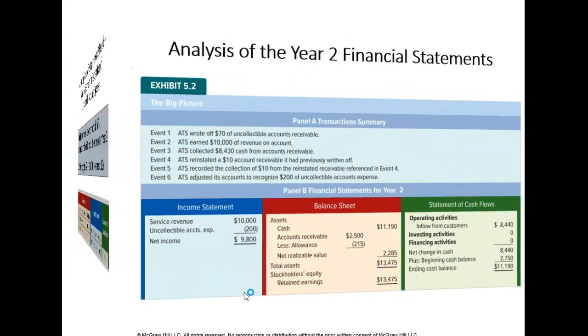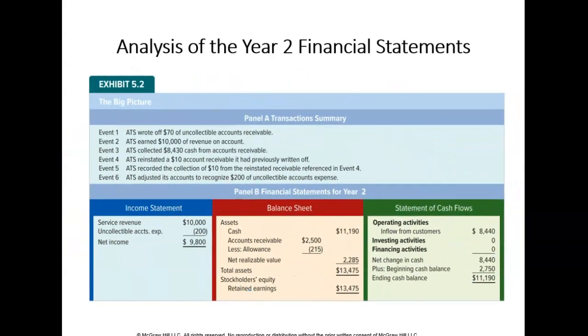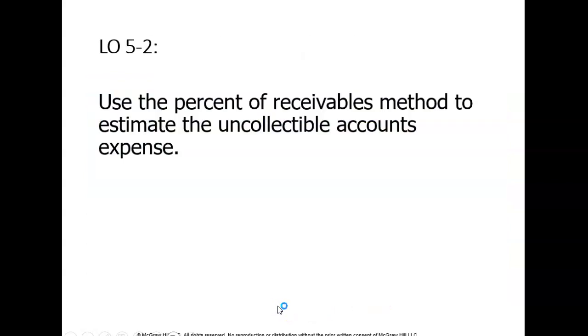So now we have a summary of our transactions that took place for year 2. Here we're showing the income and expenses on the income statement and our net income amount. Here we're showing the assets on the balance sheet, and we're showing the impact of those transactions on our statement of cash flow.